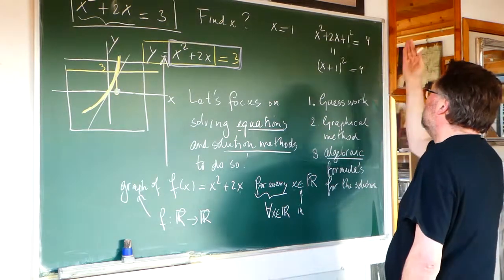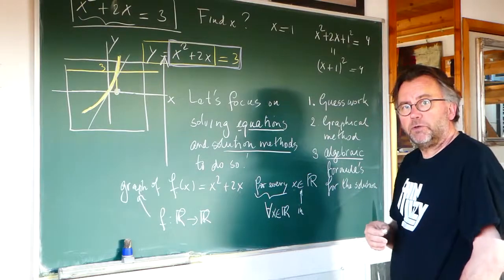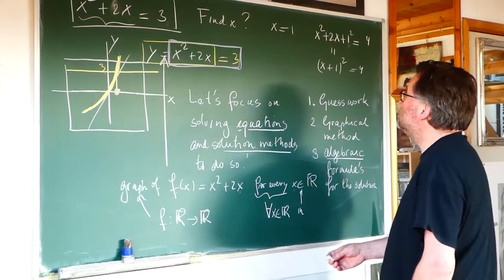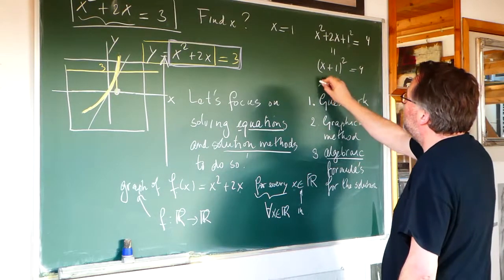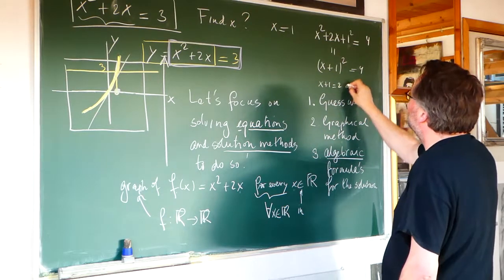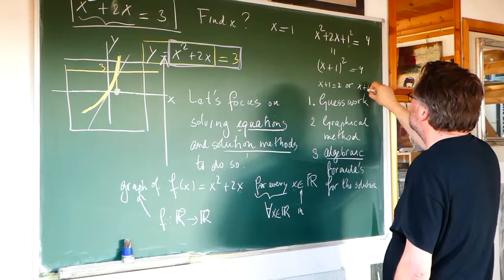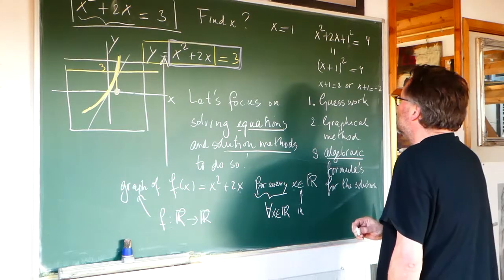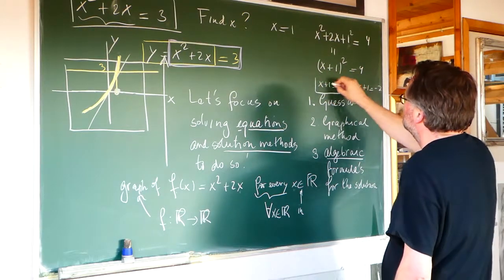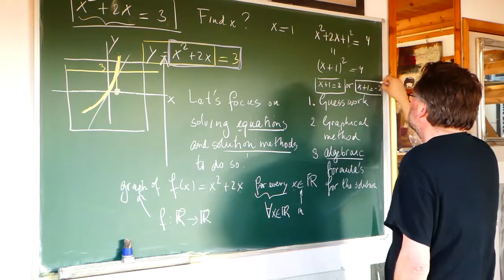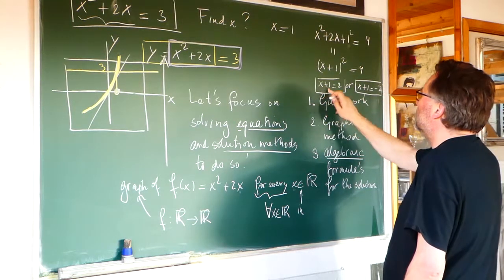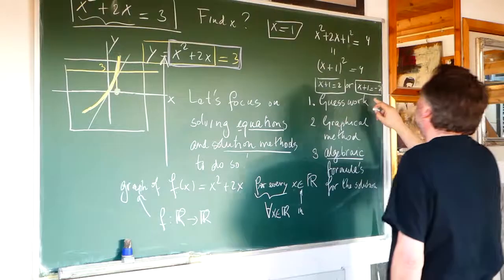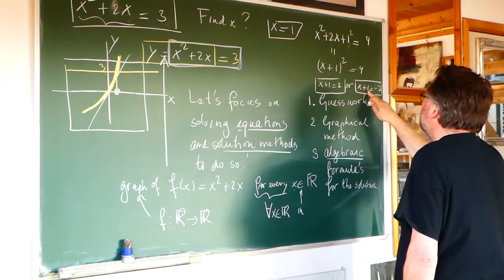Okay, so which numbers square to 4? 2 and minus 2 will do, and no other numbers. So this tells me that either x plus 1 is equal to 2 or x plus 1 is equal to minus 2. Now I have to solve two very easy equations. I subtract 1 on both sides, so I get x is 1, that's this one. And subtract 1 on both sides here, I get x is minus 3.